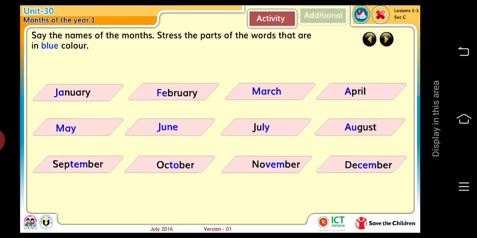January, February, March, April, May, June, July, August, September, October, November, December. January, February.